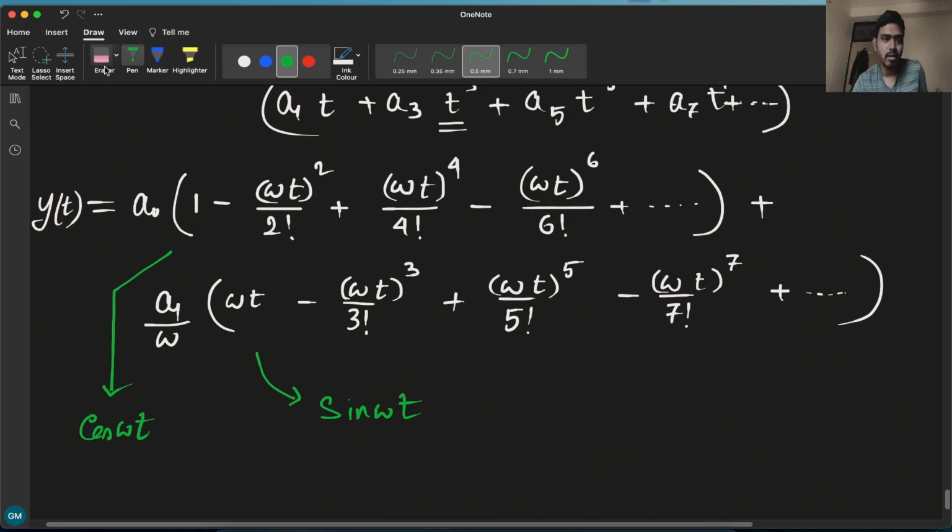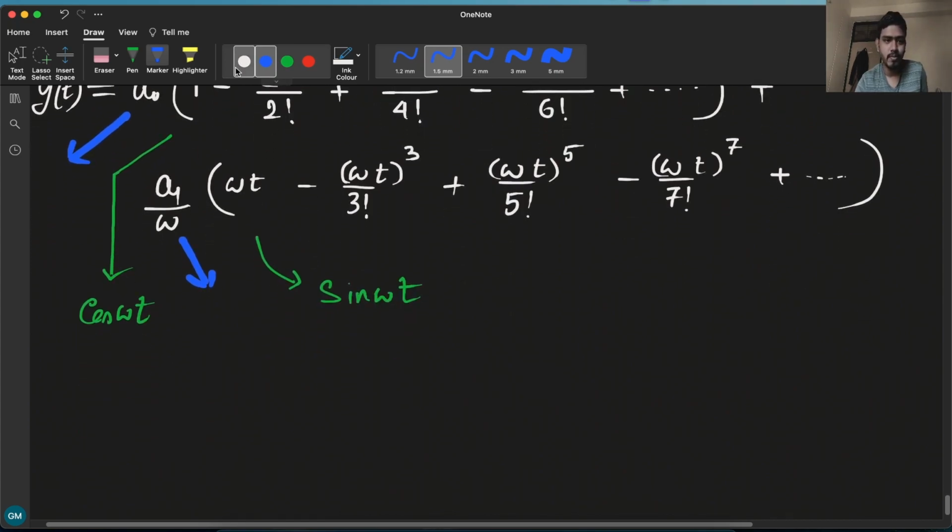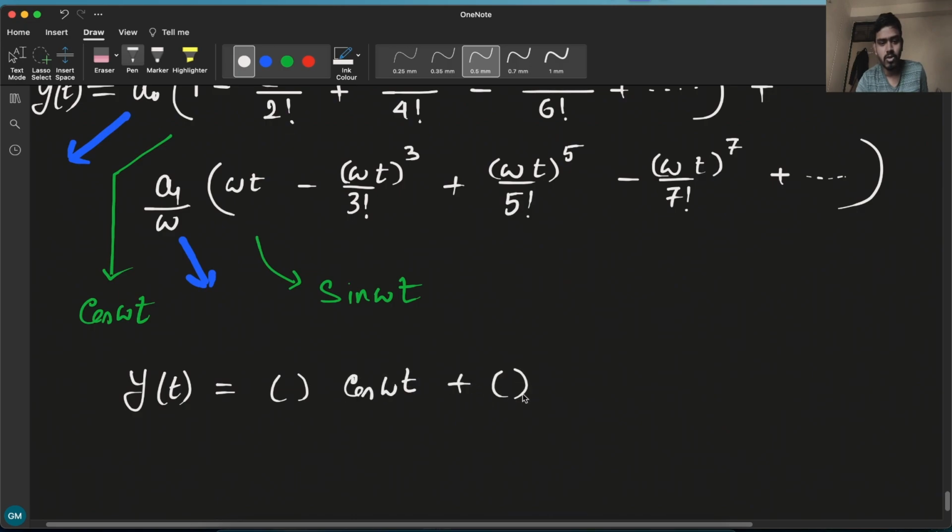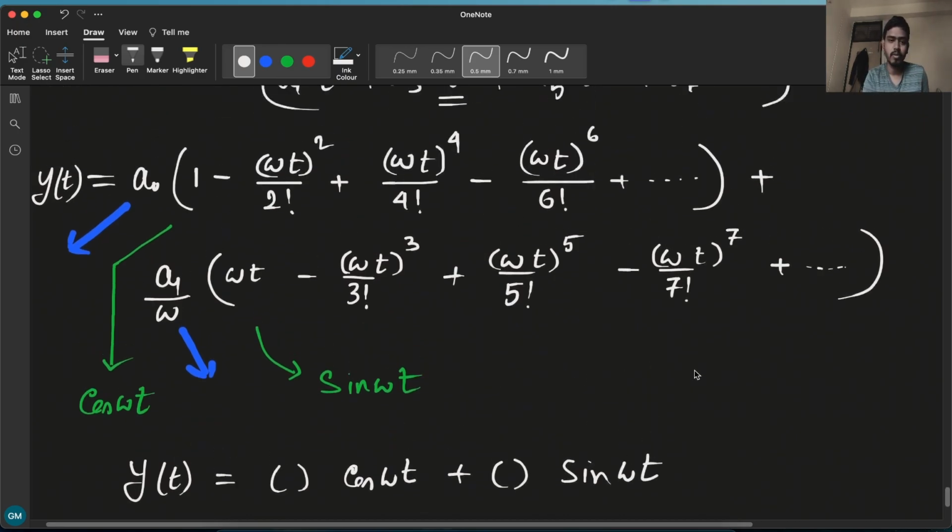And this a0 and a1 are two constants. So this y of t is basically some constant times cos of omega t plus some constant times sine of omega t, and this is exactly what we are expecting.